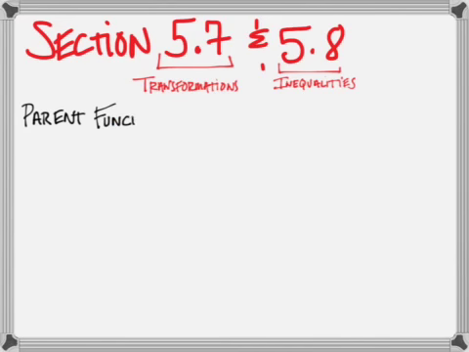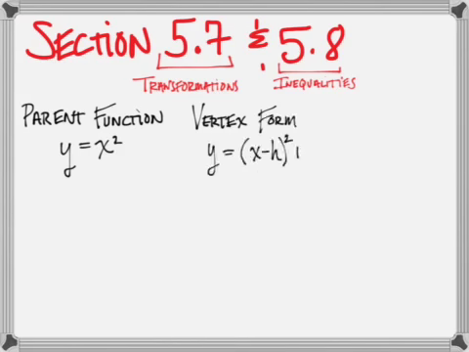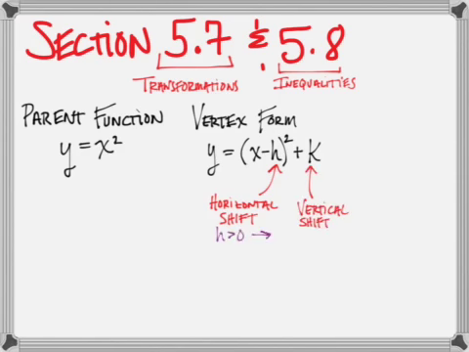If I'm given the parent function, which is y equals x squared, I also have what we call the vertex form: y equals quantity x minus h squared plus k. And this is going to be my horizontal shift, so the movement left or right is my h value, and then k is my vertical shift, so up and down. If h is greater than 0, so if I'm subtracting a positive number, that moves it to the right. If h is less than 0, that moves it to the left.